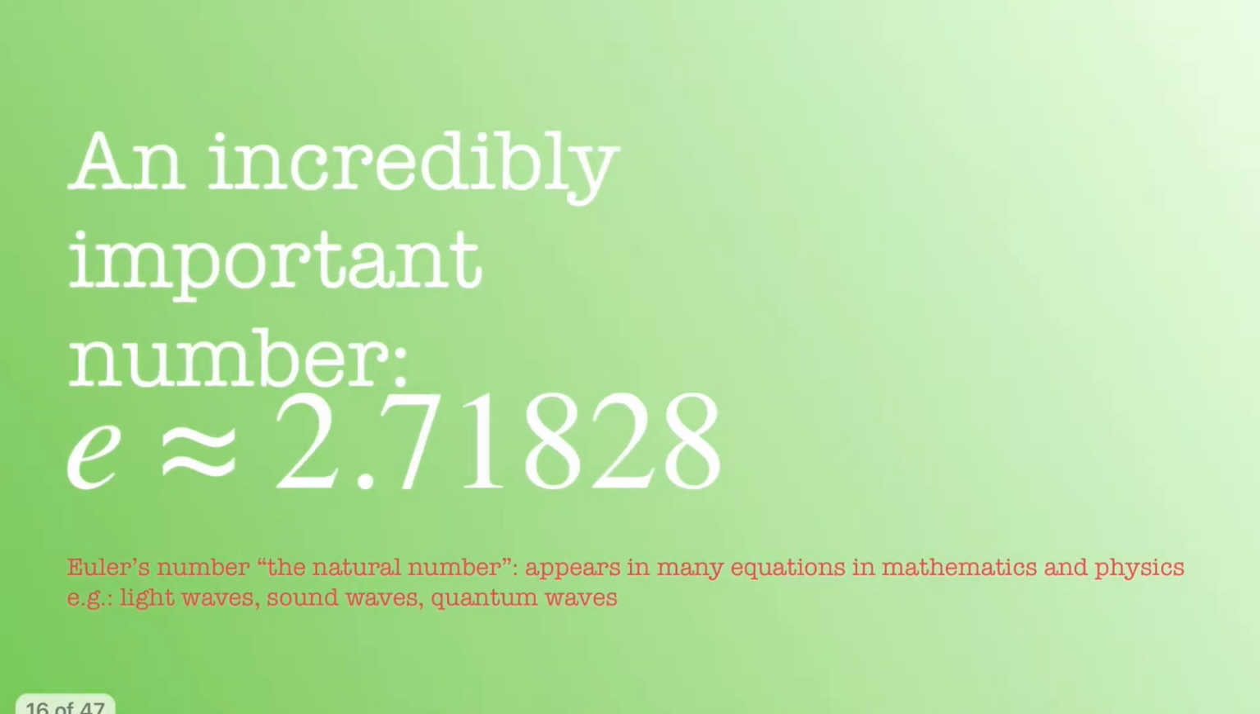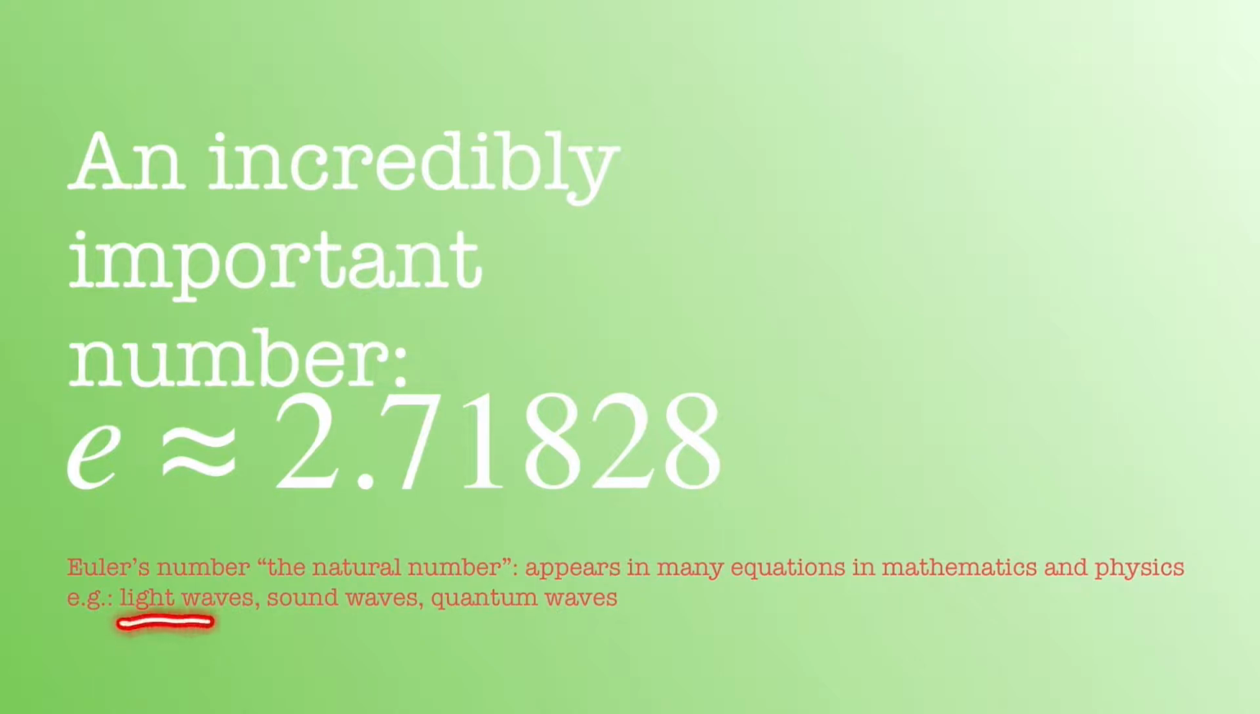So what on earth is e? Well, it's just a number that has been defined using a letter, sort of like pi is 3.14. Pi is a naturally recurring number when we look at things like circles. So is e. e is Euler's number. It's called the natural number, and it appears in many equations in mathematics and physics.